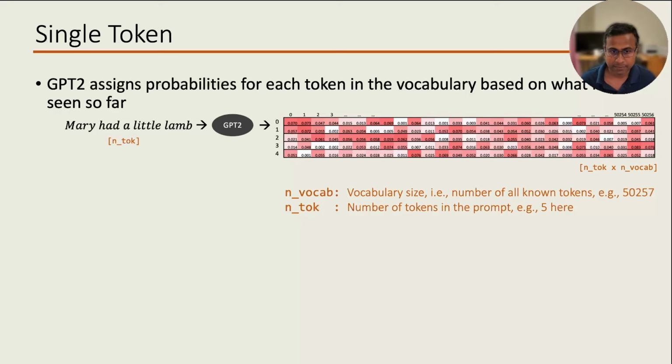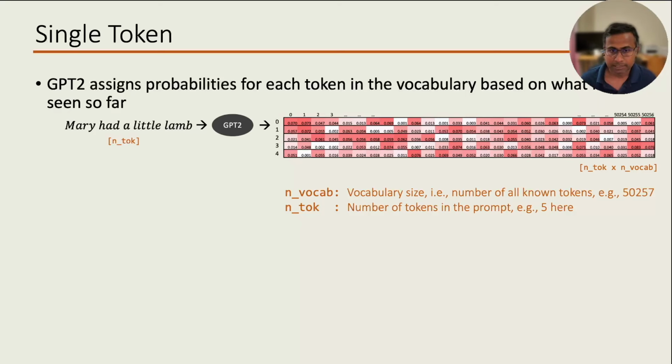The rows correspond to the input tokens in the input prompt. Here we have "Mary had a little lamb," and I'm loosely corresponding a single word as a single token. Depending on the tokenizer you use for a model, it may be different, but for the sake of example, let's say that "Mary" is a single token, "had" is a single token, "a" is a single token, and so forth.